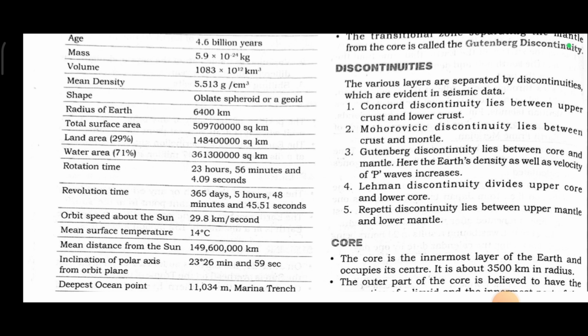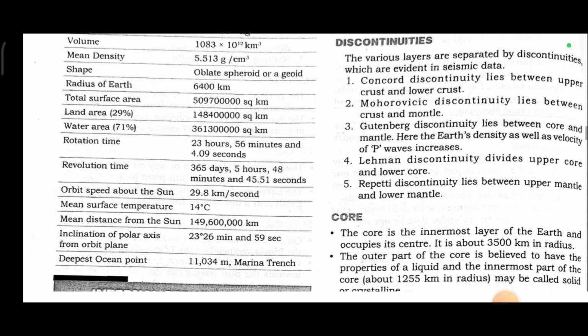Discontinuities. The various layers are separated by discontinuities which are evident in seismic data. Conrad discontinuity lies between upper crust and lower crust. Mohorovicic discontinuity lies between crust and mantle. Gutenberg discontinuity lies between core and mantle. Here the earth's density as well as velocity of P waves increases. Lehmann discontinuity divides upper core and lower core. Repetti discontinuity lies between upper mantle and lower mantle.